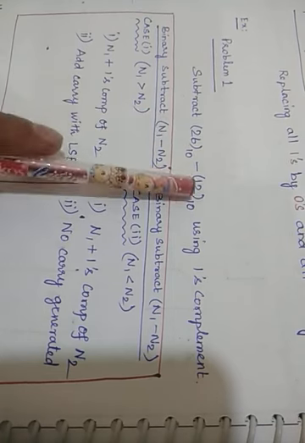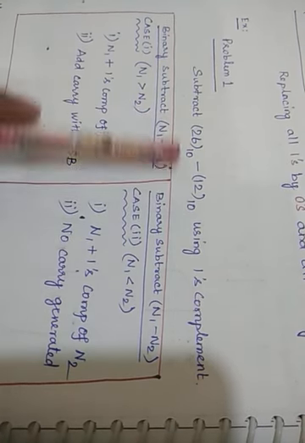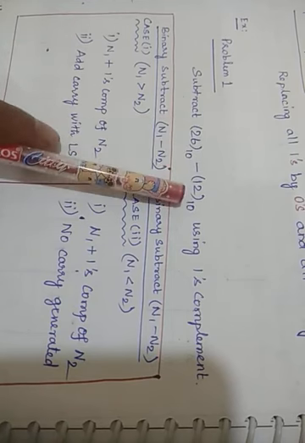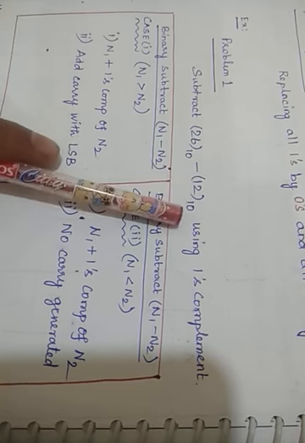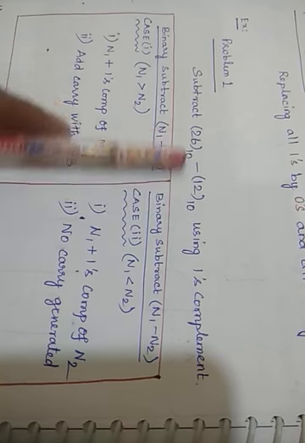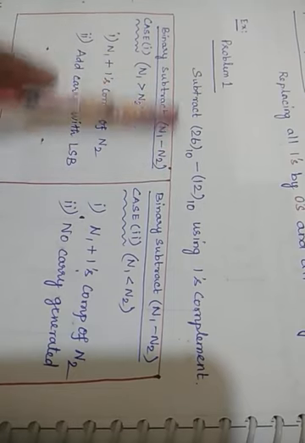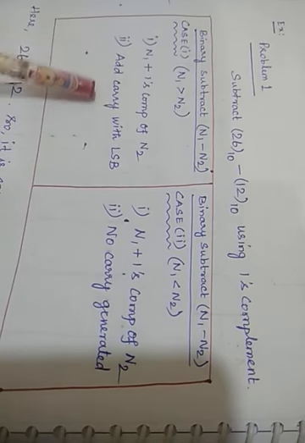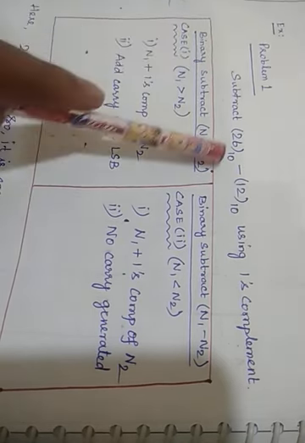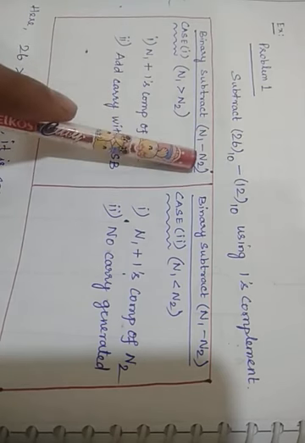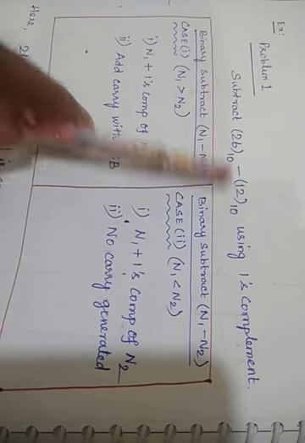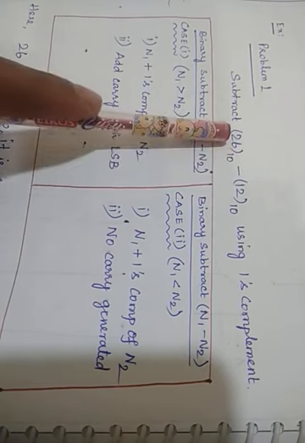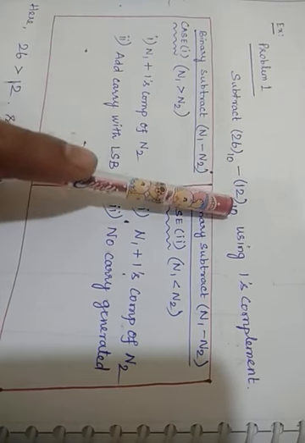So we'll see an example problem. Subtract 26 minus 12 using 1's complement. Which number is this? Decimal number, because the base value is 10. To do this subtraction, we should know these cases. There are two cases. Here n1 means the first number and n2 means the second number. See here, two numbers are there: 26 is the first number, 12 is the second number.